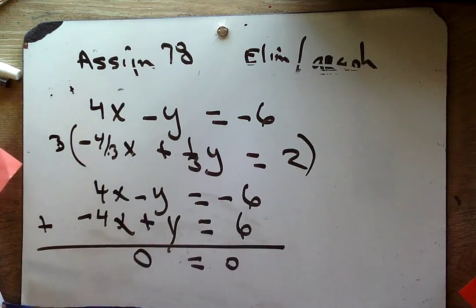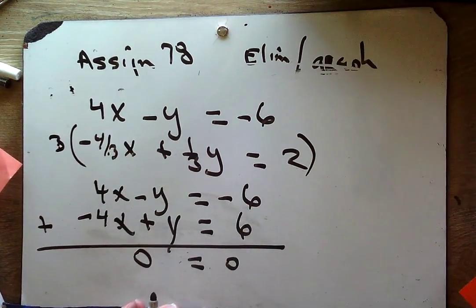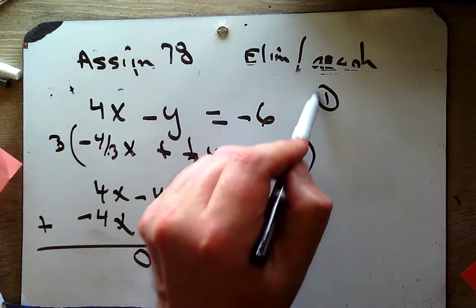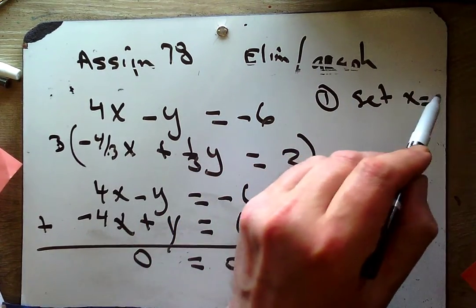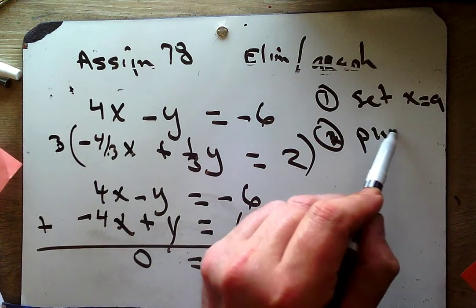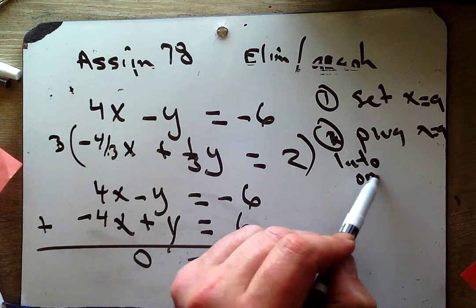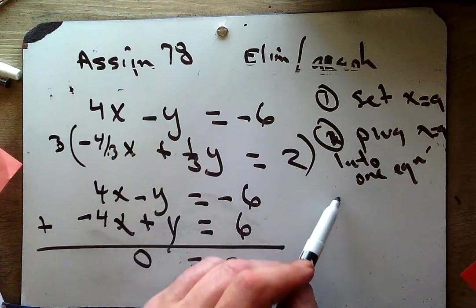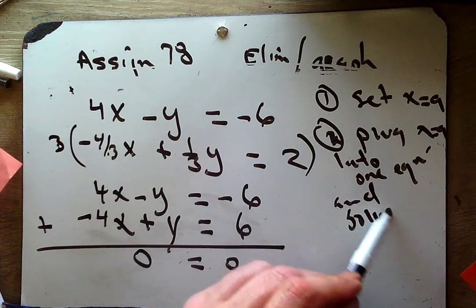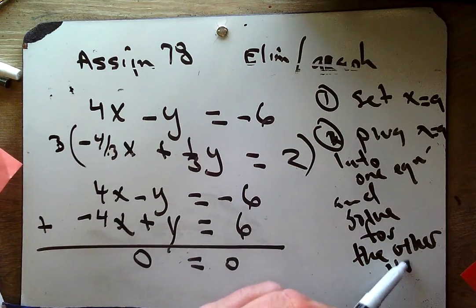Am I done? Do I write infinite solutions? Not unless you want me to mark it wrong. I need a parametric solution. So how is it that we wrote that parametric solution? I seem to recall 2 steps. 1, set x equal to a. And 2, I want to plug x equals a into one equation and solve for the other variable.